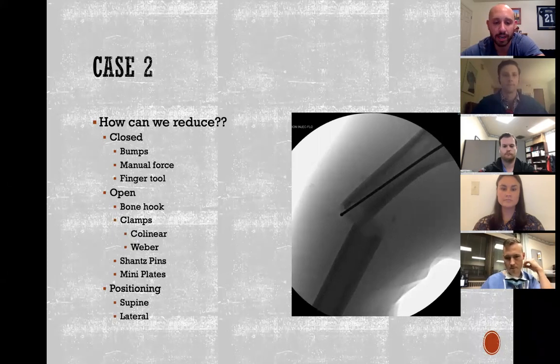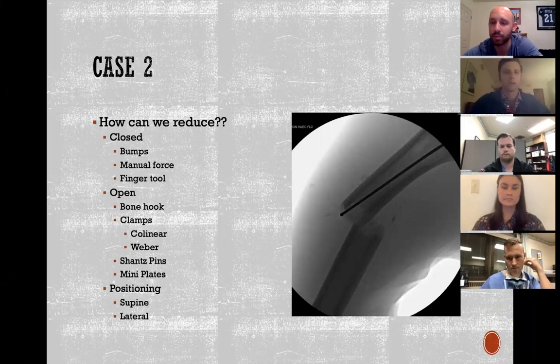And then Shannon in the chat just asked if we're going to keep traction on the OR table. Jeff kind of answered already in the chat, but we take traction off. We leave the traction pin in, so you can pull manual traction through your traction pins in the operating room.